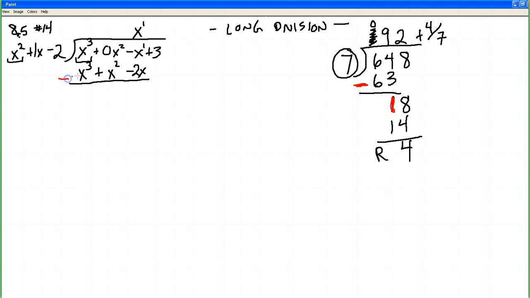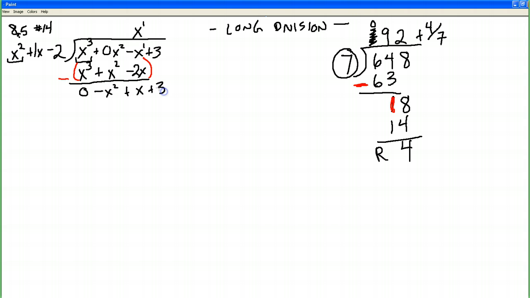Well, when I subtract, the issue you're going to have is with negative signs. So x cubed minus x cubed, that's an easy one. But 0x squared, which is nothing, minus x squared. And then here I have negative x. That negative and that negative become plus. So I have plus 2x, plus 2x minus x, plus x.